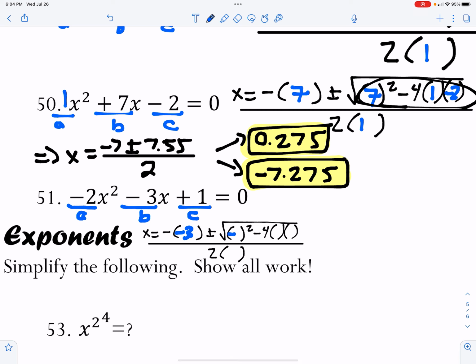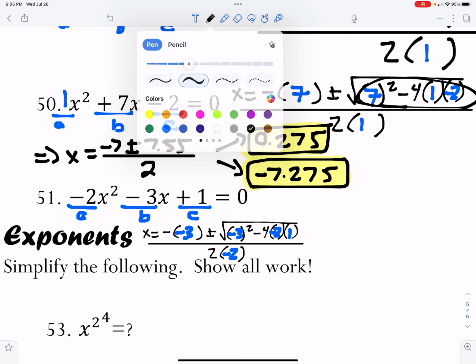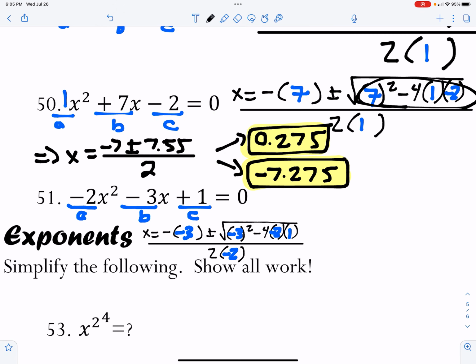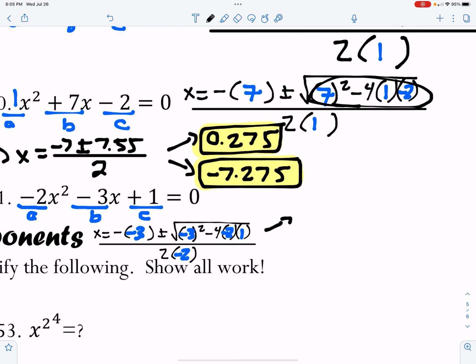And then we're going to put in the negative 3 for b here too, negative 3 squared, minus 4 times a, which is negative 2, times c, which is 1. All over 2 times a, which is 2 times negative 2. Let's go ahead and evaluate this a little bit. Okay, one possibility, if we evaluate the discriminant first, okay?